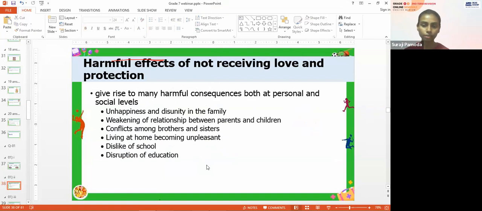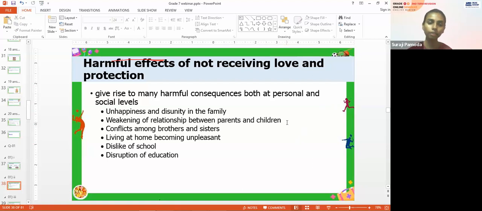Right? So let's see what are the harmful effects of not having love and protection, right? ආරක්ෂාව සහ ආදරේ නැති වුණාම වෙන්න පුළුවන් harmful effects ගැන තමයි මේ ප්‍රශ්නෙන් අහන්නේ. හරිද? එතකොට there can be harmful consequences if somebody is not having enough love and protection, right? So here you can see some answers. Unhappiness and disunity in the family, right? So if there is no love and protection, there can be unhappiness and disunity in the family, right?